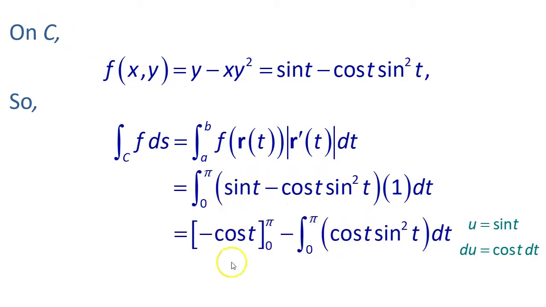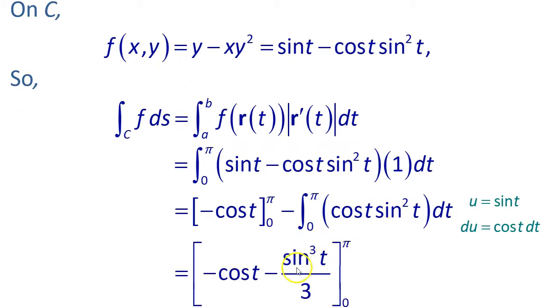All right, part of this integration we can do right away. The antiderivative of sine is negative cosine, so we can plug in pi and 0 into that right away. This part we need to do a u substitution. So u is sine, du is cosine dt, and then we integrate that and we get sine cubed over 3. So here's the minus cosine, and there's the sine cubed over 3 that comes from this, and we're evaluating both of these between pi and 0.